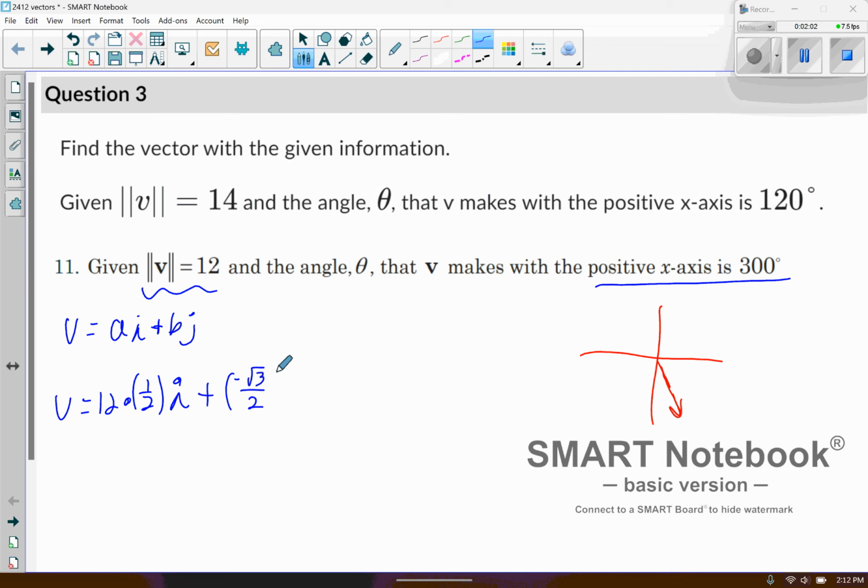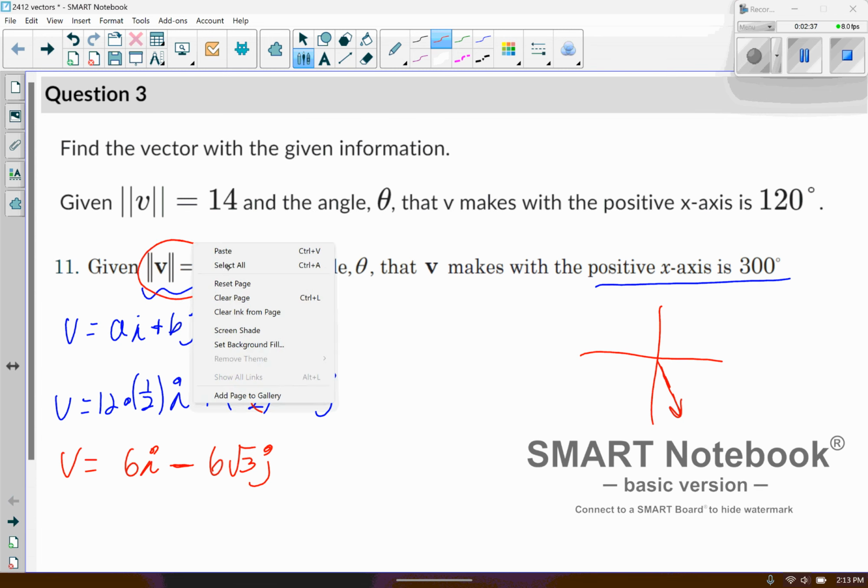Oops, and I need to multiply that by 12. Well, it doesn't matter which one goes first. I'll multiply the 12 there, and then times my j. And then all I have to do is simplify this. Half of 12 would be 6i, and the plus and the negative will become a minus, and then the 2 will reduce with the 12 down to a 6, so I should be left with 6 square root of 3 j. And so that is the vector from the given information.